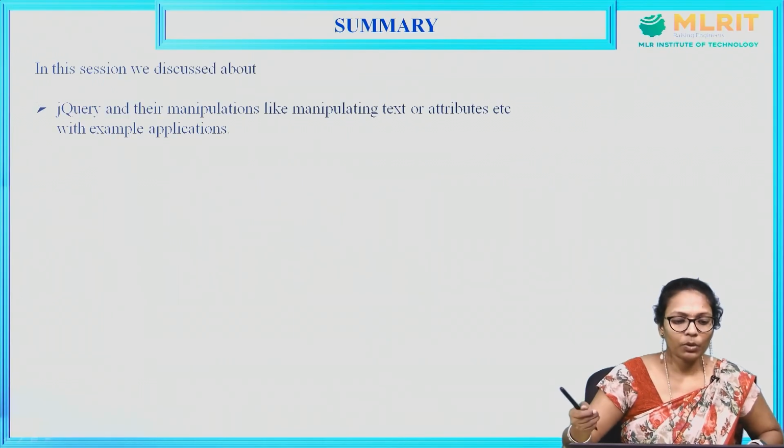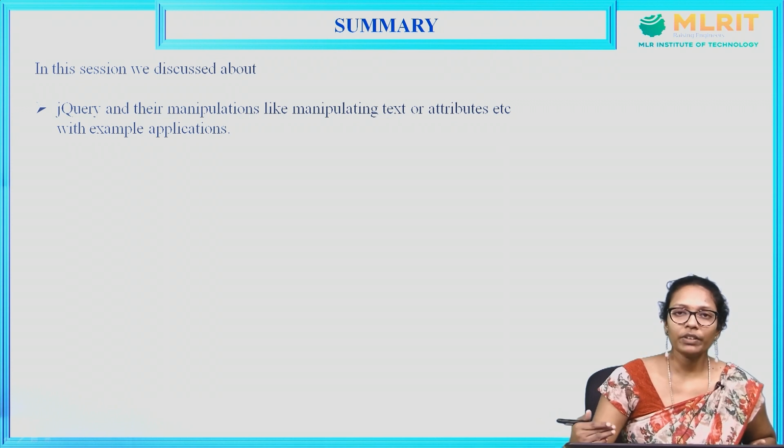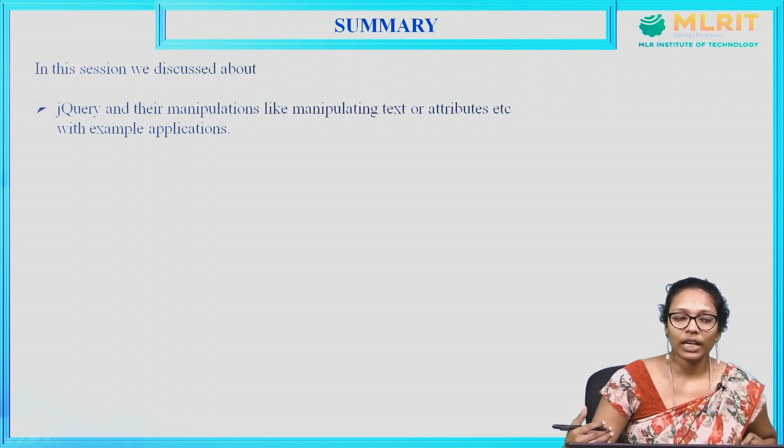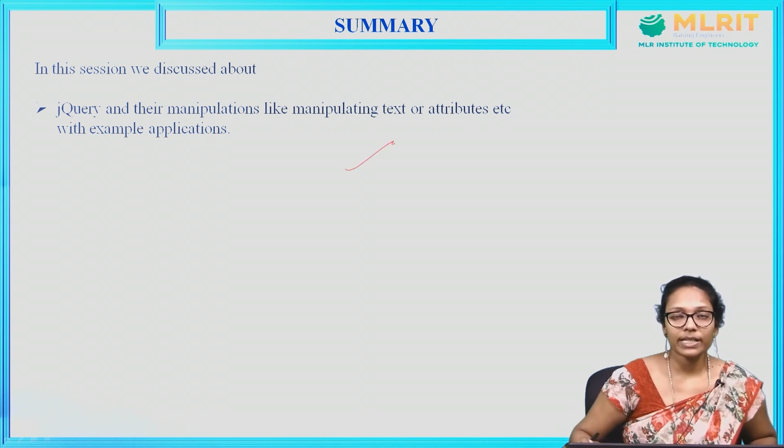So that is about accessing the text value and attribute value. Here we are not actually manipulating in this video, we are just accessing them. We have seen how to retrieve the value, the attribute value, the text value, and the HTML value. In the next video, we will try to manipulate them. We have also seen some example applications for each of these things. Thank you.